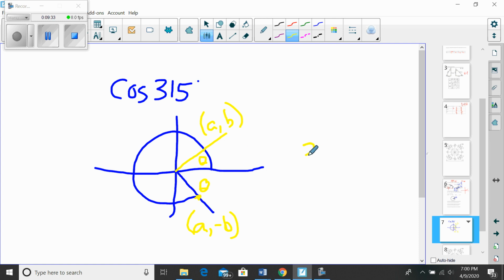And you should have found your reference angle by doing 360 degrees, subtracting 315, all right, to get 45 degrees. So I have a reference angle of 45 degrees. I am in the fourth quadrant, so cosine is positive. And then I have memorized that cosine of 45 degrees is radical 2 over 2.